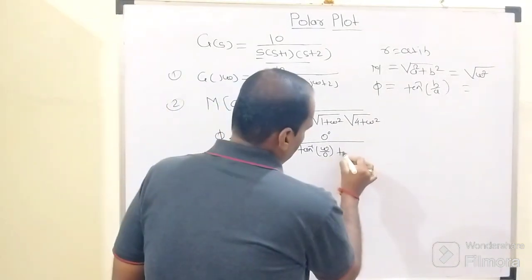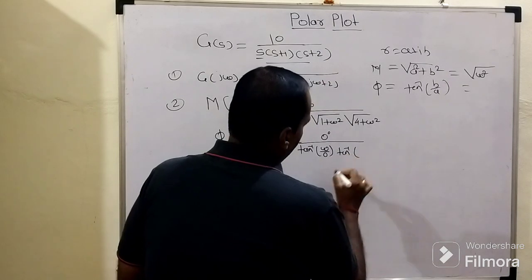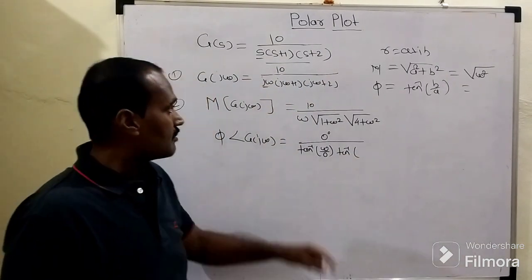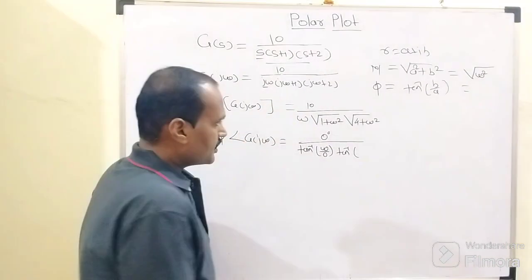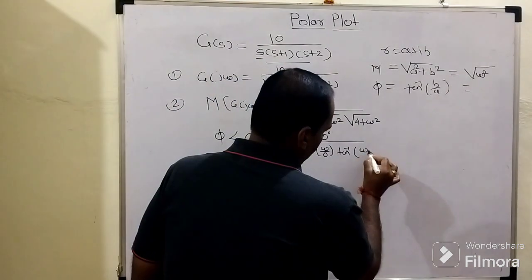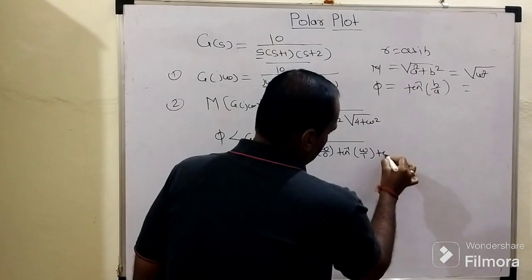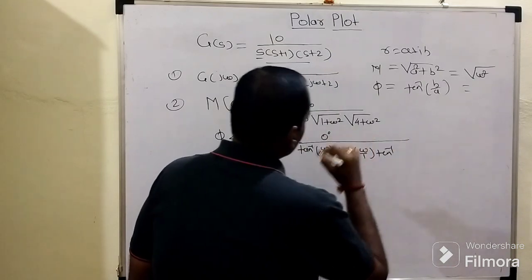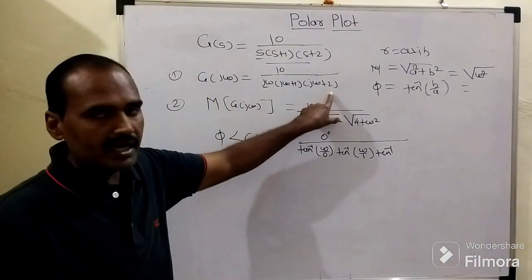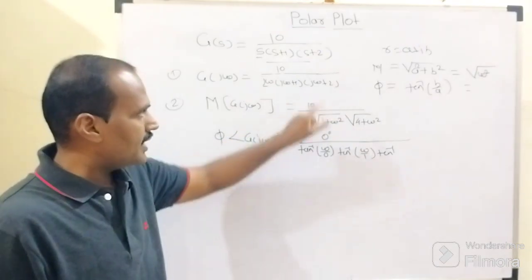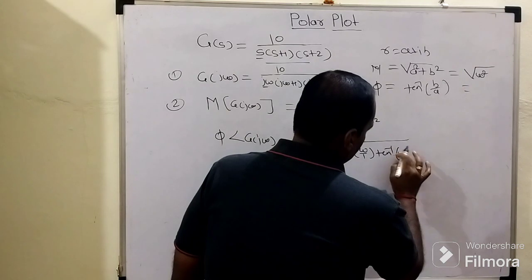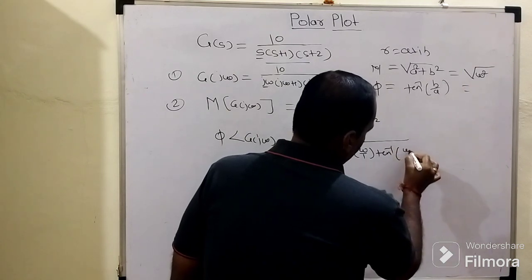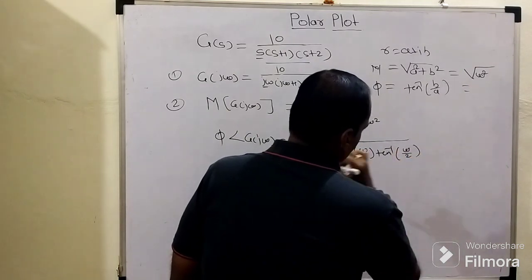So its phase angle will become tan inverse of b by a. Its real part is nothing but 1, and imaginary part is nothing but omega. So tan inverse of omega by 1. The third factor is nothing but j omega plus 2. Its real part is 2 and imaginary part is omega. So it will become tan inverse of imaginary upon real, omega by 2.